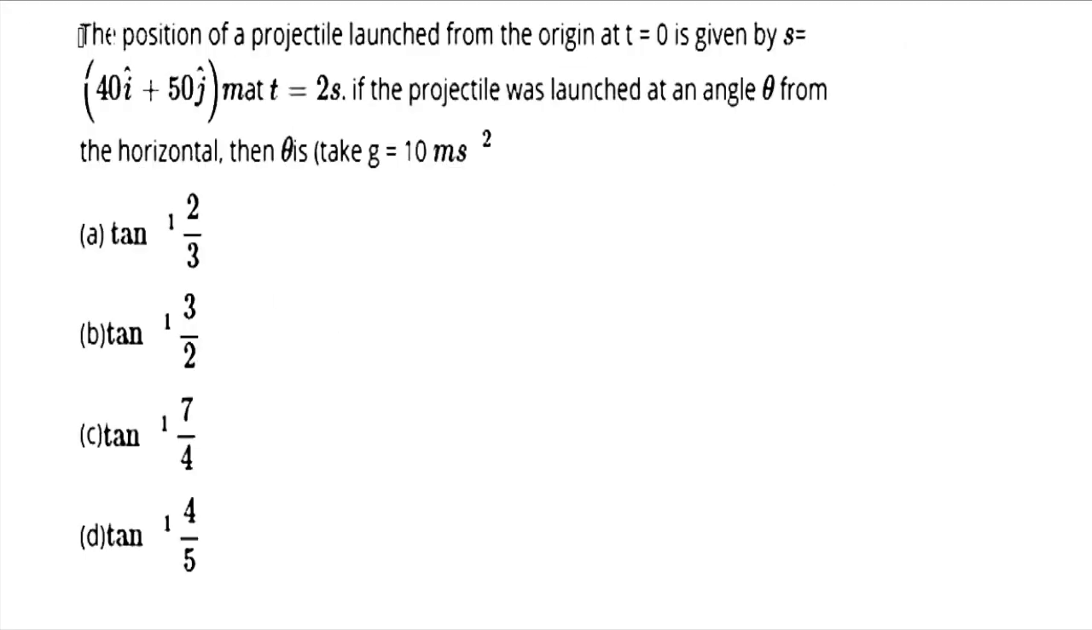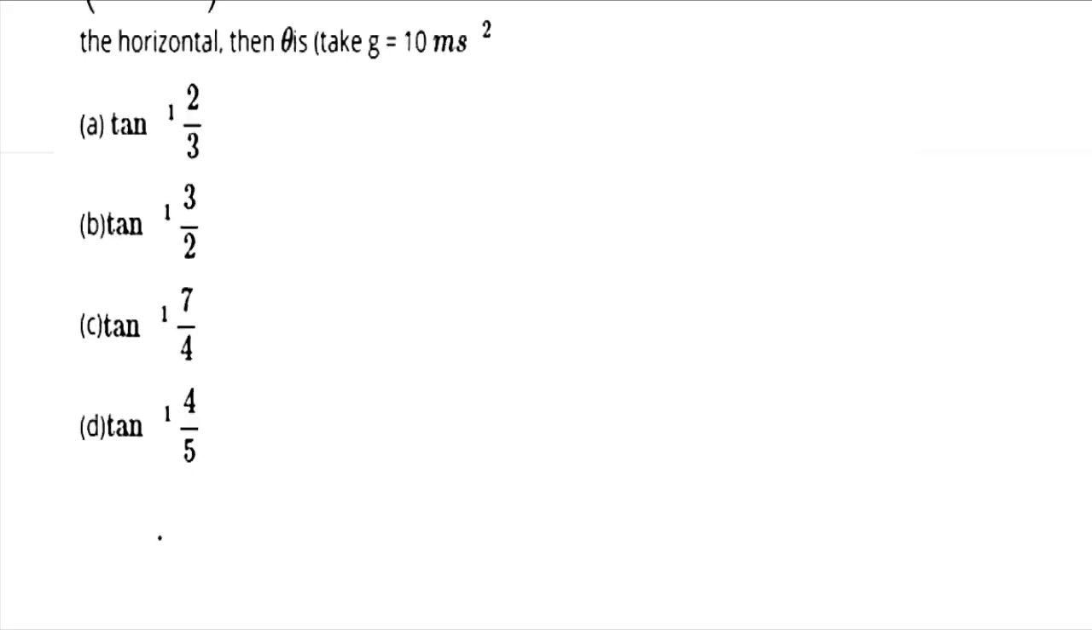Hello students, today our question is: the position of a projectile launched from the origin at t equals 0 is given by s equals 40i plus 50j meters at t equals 2 seconds. If the projectile was launched at an angle theta from the horizontal, then we have to find theta, and take g equals 10 meter per second square. We have options A, B, C, D given here, so we have to find which option is correct.